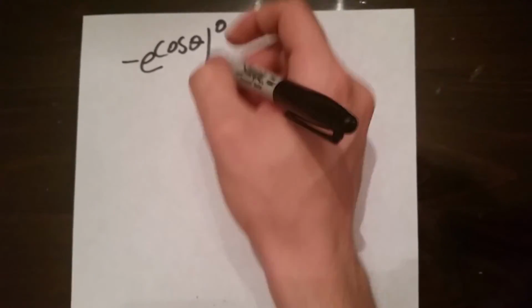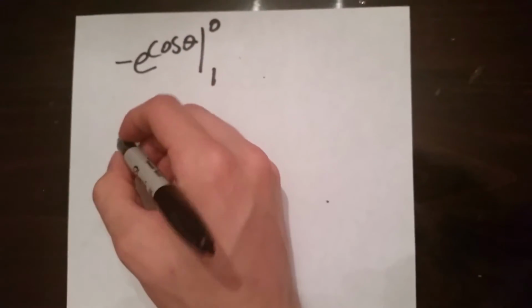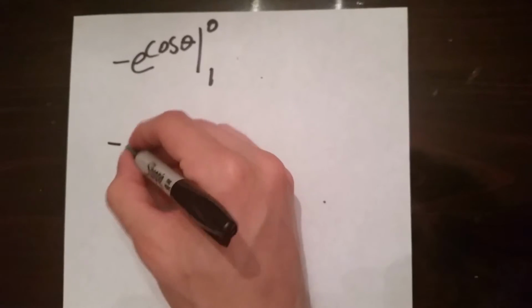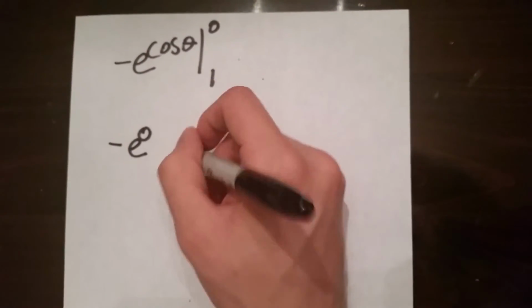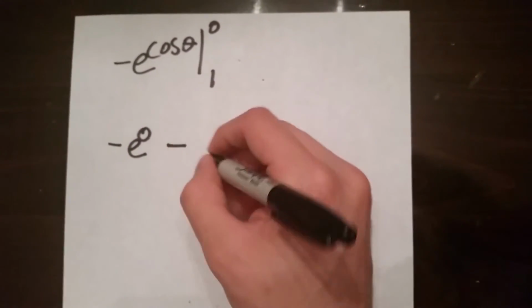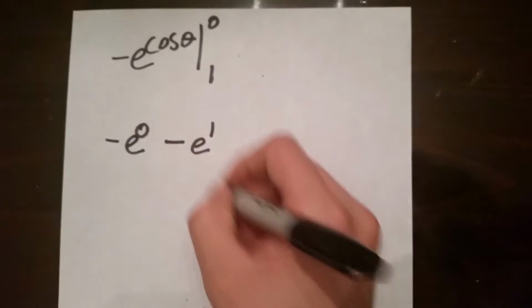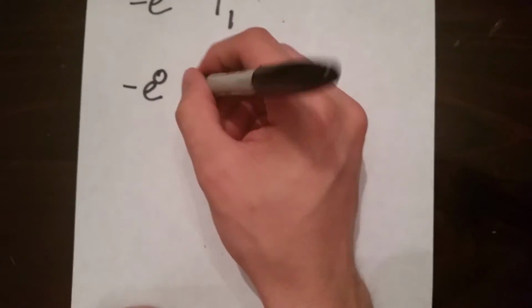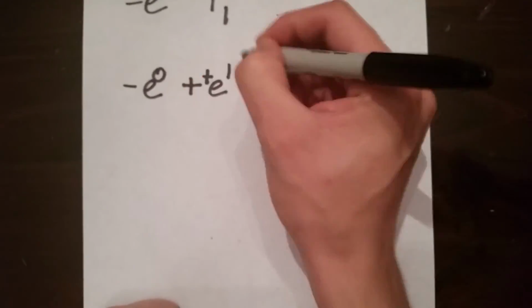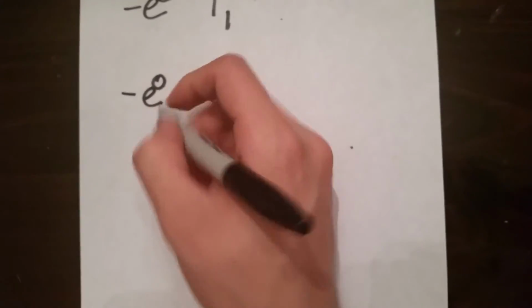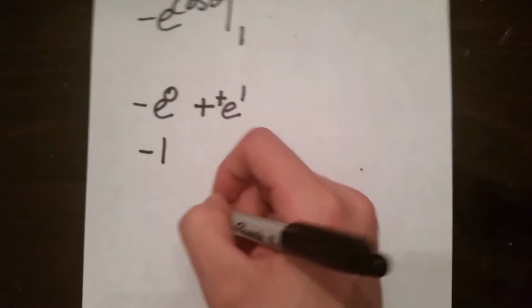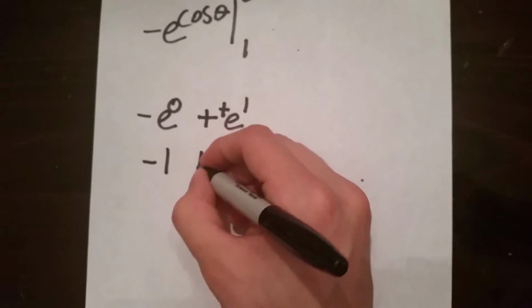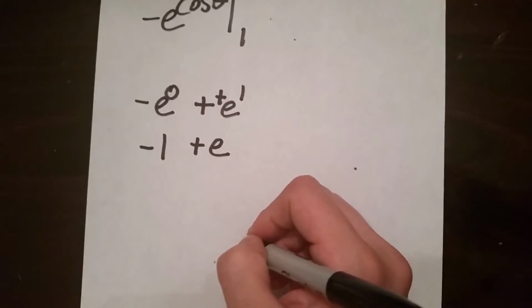So the next thing we do is the highest minus the lowest. So we put negative e to the 0 minus e to the 1 minus. Now, let's see here. A minus and a minus makes a positive. And e to the 0 is negative 1, and e to the 1 is plus e.